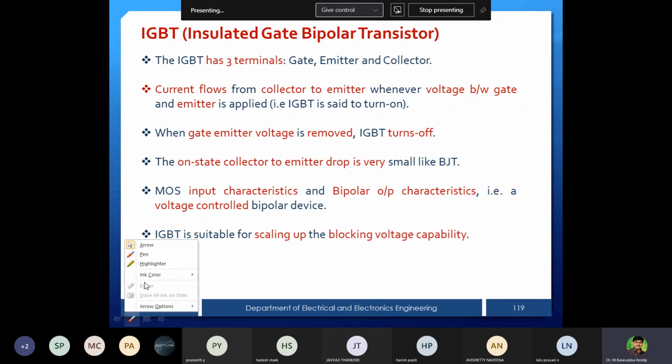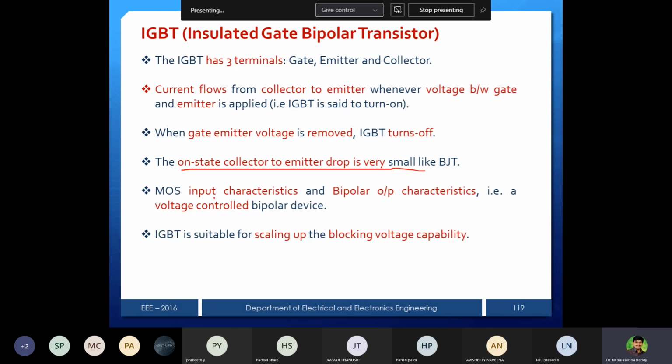The on-state drop is the problem in the case of the MOSFET. Once the device is on, the on-state collector to emitter drop is very small in the case of the BJT. That's why we use the BJT on the load side.